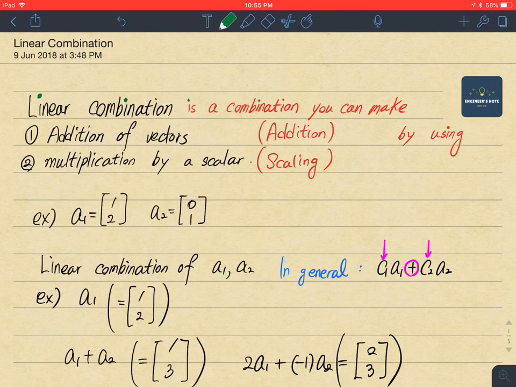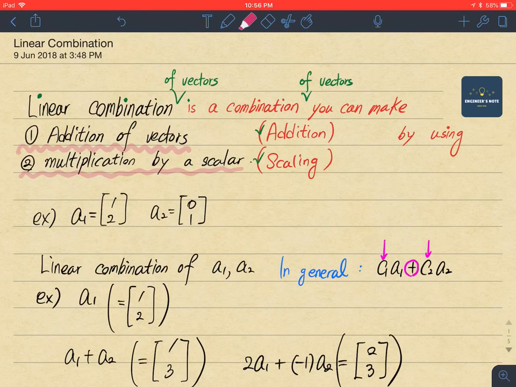So what is linear combination? Linear combination of vectors is a combination of vectors you can make by using addition and scaling. So linear combination consists of two things. The first one is addition of vectors, and second is vectors multiplied by some scalars.